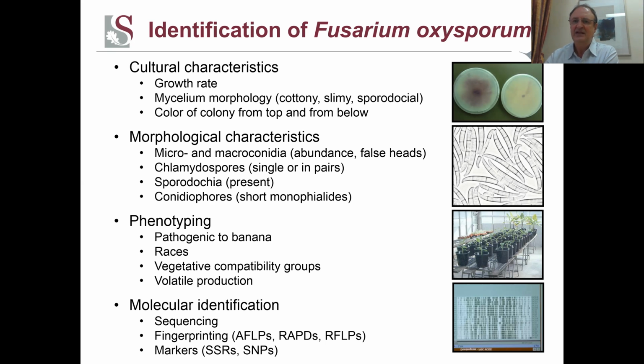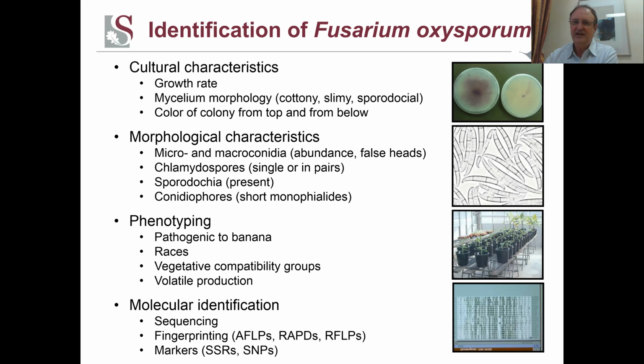When you phenotype it, firstly one has to look at the strains, that they have to be pathogenic to their specific crop. So if they are pathogenic to banana, they will be Fusarium oxysporum formae speciales cubense. And then you can also find races, and races are defined based on the different cultivars that they will affect. Vegetative compatibility groups are really important, and I will explain a little bit later about their importance.